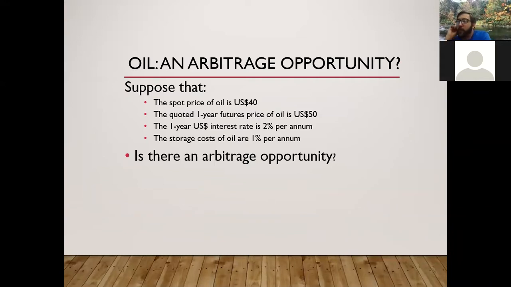Okay, so here's an example using oil. You see the spot price is 40, the futures price is 50. The interest rate is 2%, the storage cost is 1%. And so you would just add in that storage cost as well to come up with what you think the futures price should be. And then you can look at the difference between where you think the spot price of oil will be in 1 year and the futures price in 1 year today. Let me say that again: the spot price in 1 year versus the futures price of 1 year today.